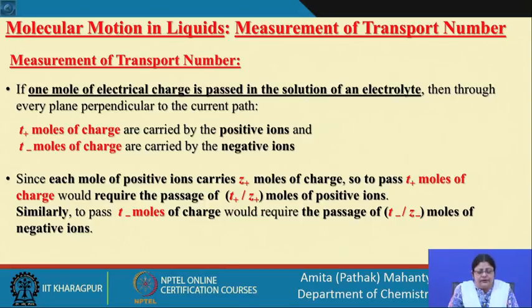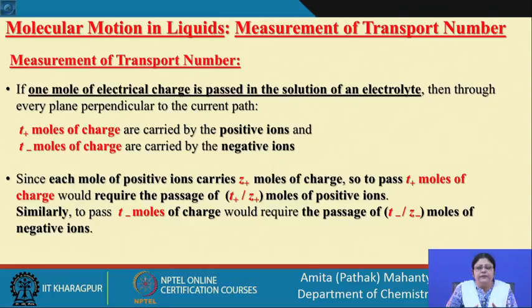Is that clear what we are trying to come to? Each mole of the positive ion, suppose each positive charge is represented by Z plus moles. So, if T plus moles of charge are passed, that would require T plus by Z plus moles of the positive ions. Similarly, to pass T minus moles of charge would require the passage of T minus divided by Z minus moles of the negative ions, where T plus is the transport number of the positive ion and T minus is the transport number of the negative ion.